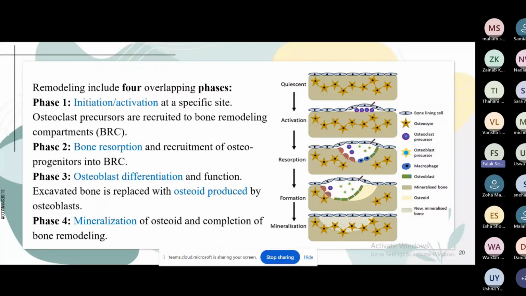Bone remodeling takes place in four overlapping phases. Number one is the initiation and activation at a specific site. Here, the major role of osteoclast is there. In phase two, there's the bone resorption. Again, you will find the major role of osteoclast here. In phase three, there is osteoblastic differentiation, and they're responsible for the production of the osteoid, which is later mineralized, thus completing the process of bone remodeling.